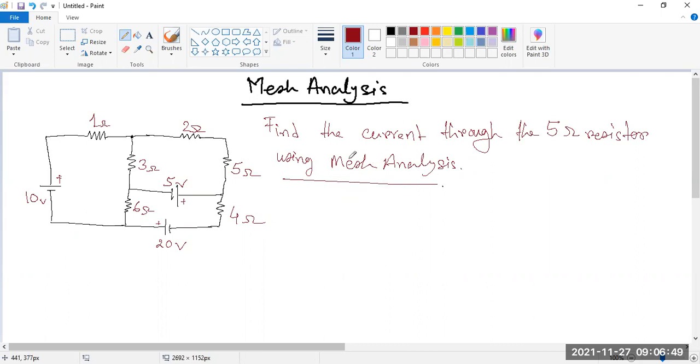So what is mesh analysis? Mesh analysis generally depends on KVL. We have to apply KVL. The first step, step one, is that we have to choose a direction for traversing. Say we are going in this direction, or I am taking this direction of traversing. So you have to apply everything in this direction of traversing.